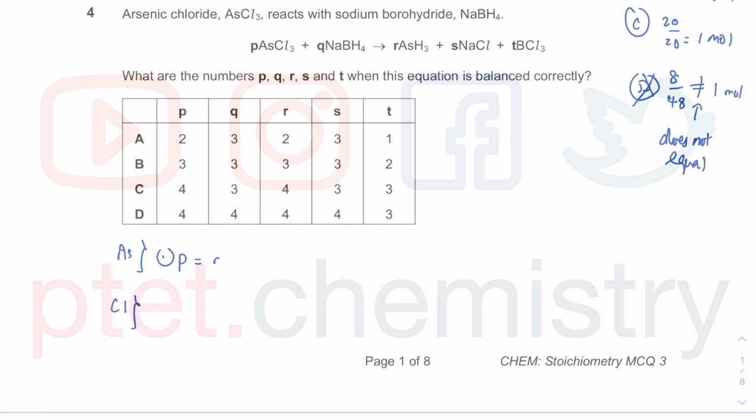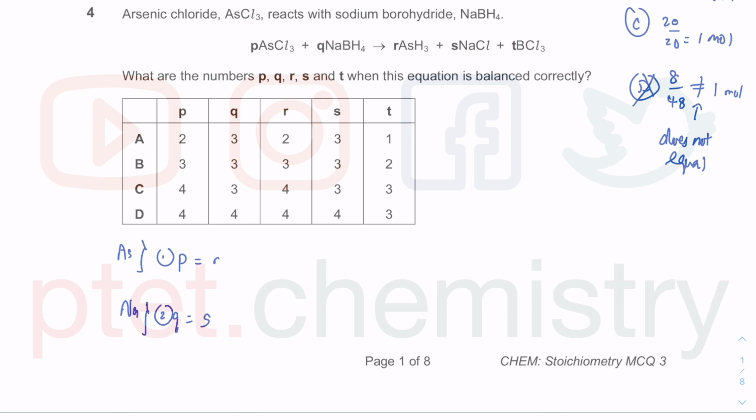If I look at chlorine, perhaps I should look at sodium first. Sodium is easier. If I look at sodium, I have Q number of Na, I have S number of Na. So again, Q is equal to S. Not helpful at all. What can I do next?